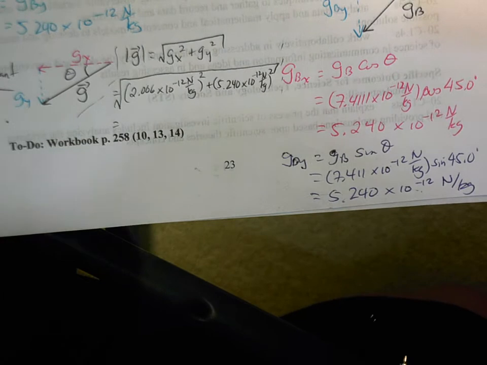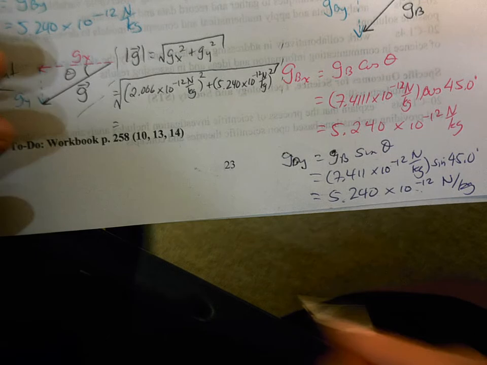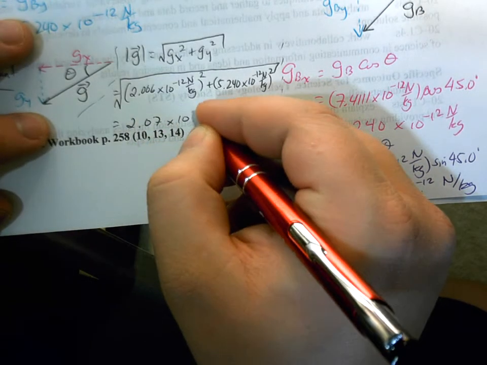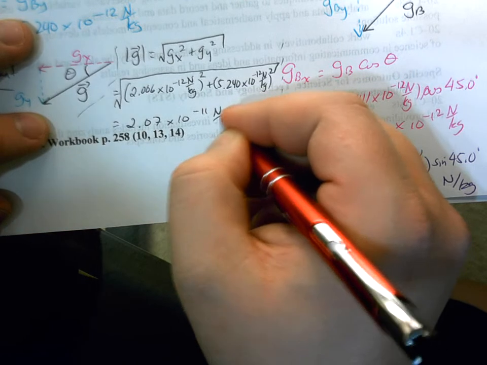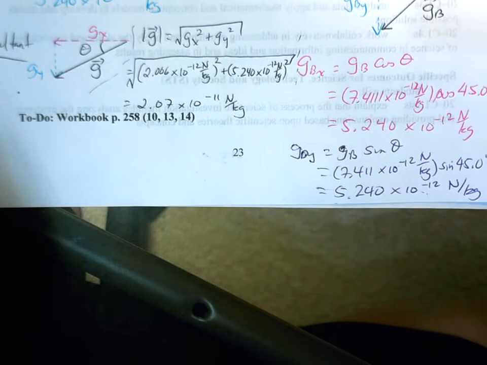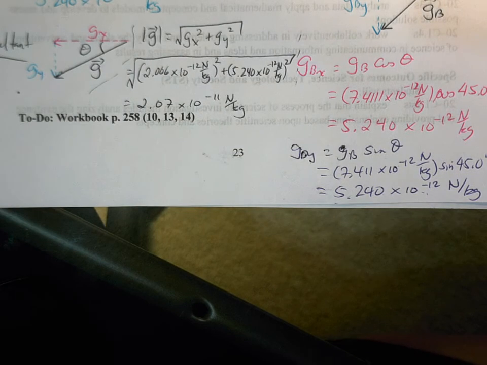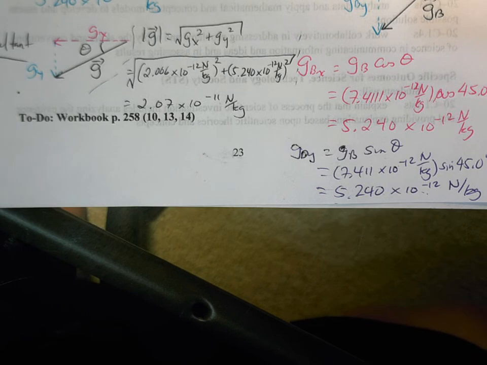Right, so let's find this. So we are going to get about 2.07 times 10 to the minus 11 newtons per kilogram. So that covers me for the magnitude of G. It's quite small, but again, we're dealing with 50 kilogram masses. They're not going to produce large gravitational fields. We need really large masses to do that.